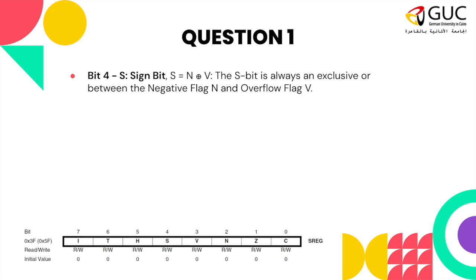However, the S bit or the S flag represents the expected sign. I am adding two negative numbers and the result should be negative. This is the expected sign. However, the N flag will tell you the actual result that occurred.